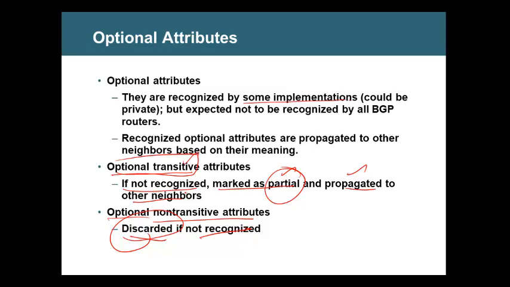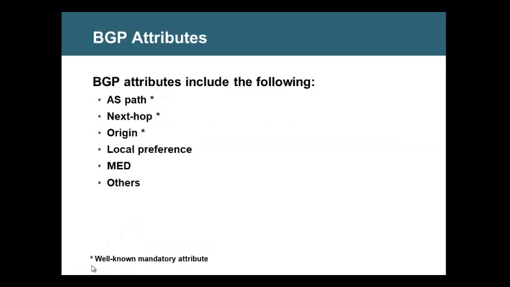So we have seen the classification of attributes. Now here are some example attributes: AS path, origin, next hop. These three are well known. Even local preference is well known. MED is well known. All these attributes are well known. But in this, mandatory are AS path, next hop, and origin.